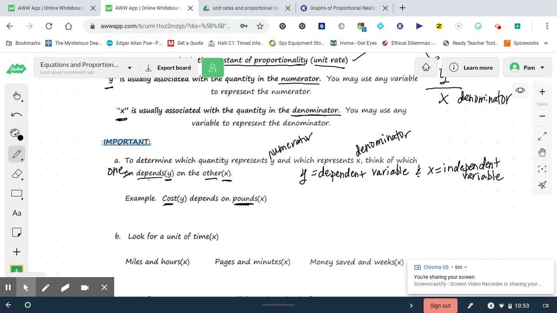All right, so since cost is depending on something, it's our y variable. This other one is our x variable. Your dependent variable, the one that depends on something, is your y variable. So cost is y because it depends on the number of pounds, and pounds is x.